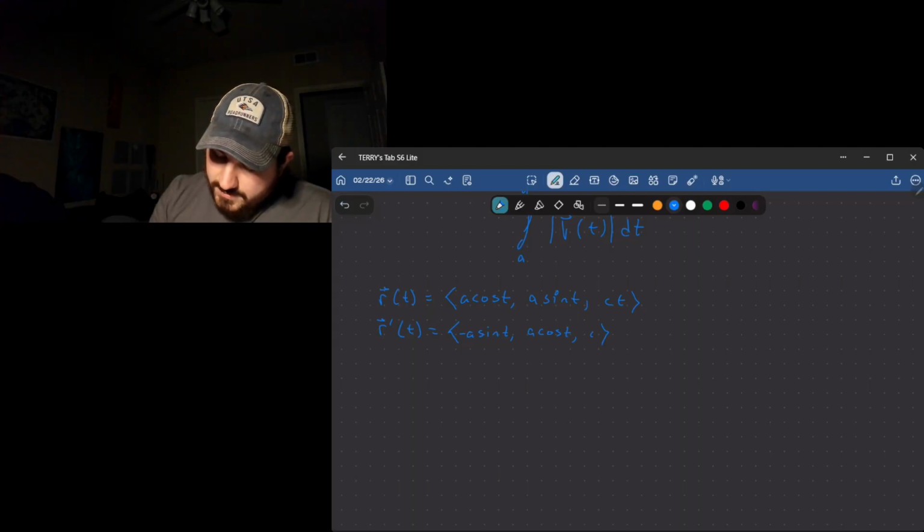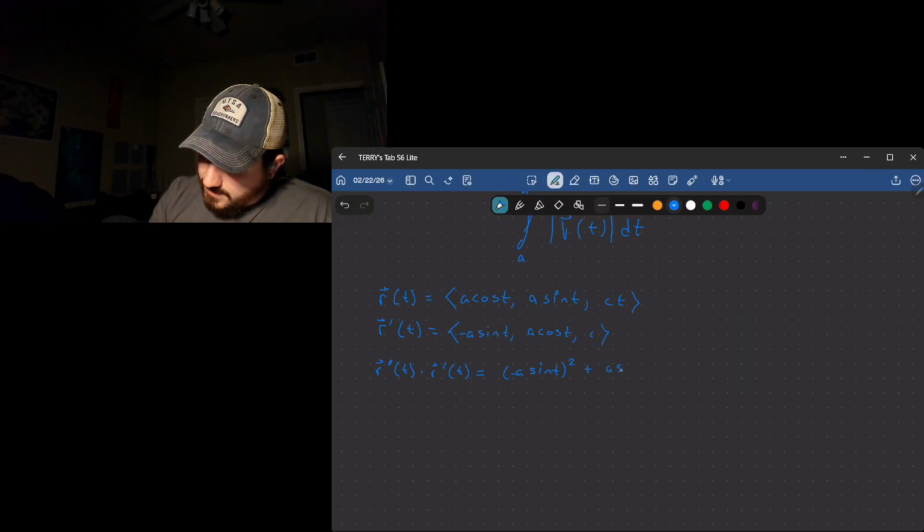And so now what we can do, I'm going to use the dot product way, so we're going to do r prime of t dot r prime of t. Okay, so then I'm just going to get negative a sine of t squared plus a cosine of t squared and plus c squared. So here we're going to get a squared, sine squared plus cosine squared. So sine squared plus cosine squared is just going to be 1. So we're going to get a squared plus c squared equals our r prime of t dot r prime of t.